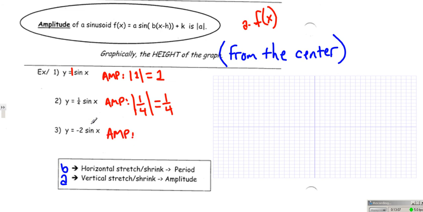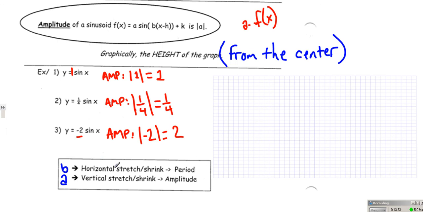Looking at number 3, we take our a value, which is -2. We take the absolute value of that, and we get a +2. Anytime we've got that negative, just like with any other function, that's going to flip it over the x-axis. But as far as our amplitude goes, since that's a measure of height, it's got to be positive. So that would be a vertical stretch by a factor of 2.